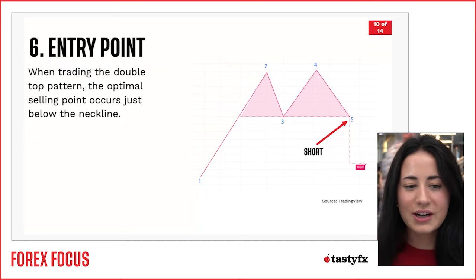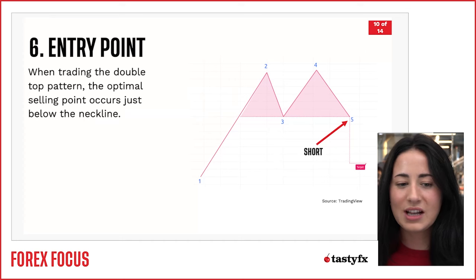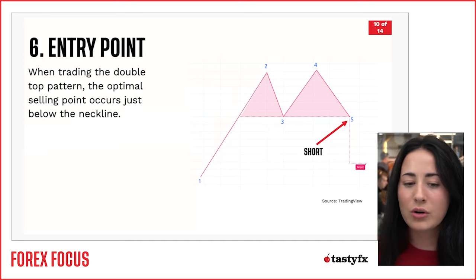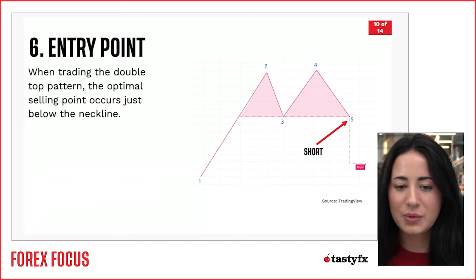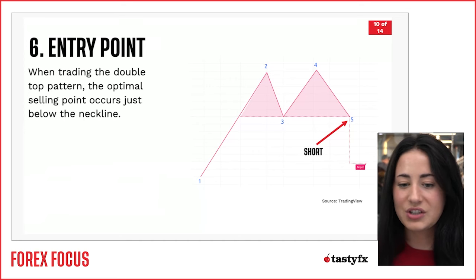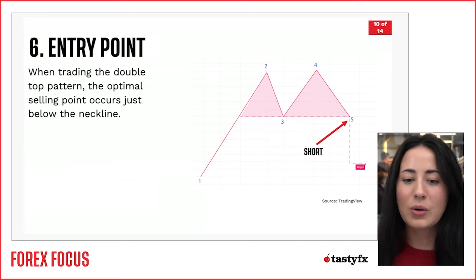So when you're trading the double top pattern, the optimal selling point occurs just below the neckline. And you might be wondering, why don't I trade a little bit earlier? Why didn't I trade closer to the high at that second peak? And the reason behind this is purely risk management. The neckline serves as just a hypothetical guide of, okay, this pattern's been trending downward for a while, so I think it could be a good time to sell.